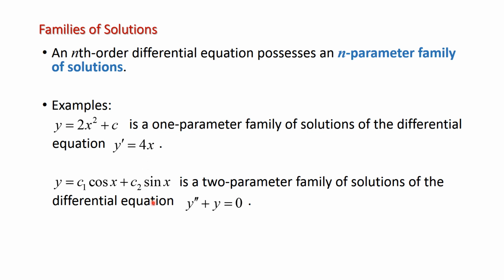Another example is this second-order differential equation, and the solution for this differential equation y double prime plus y equals 0 is y equals c1 cos x plus c2 sin x. This solution consists of two parameters, which we label as c1 and c2. Since there are two parameters existing in the solution, we call this function a two-parameter family of solutions of the differential equation y double prime plus y equals 0.